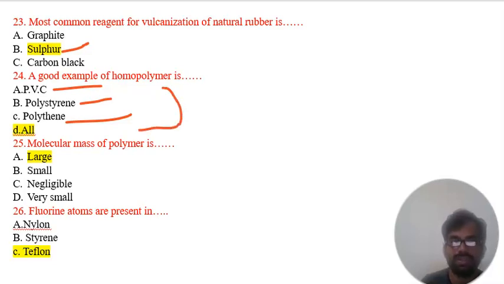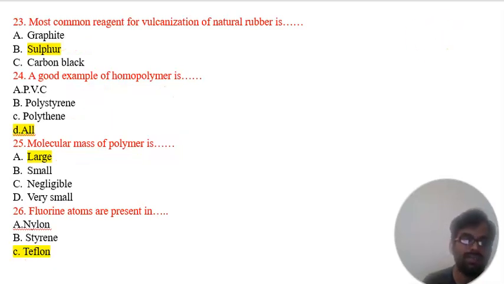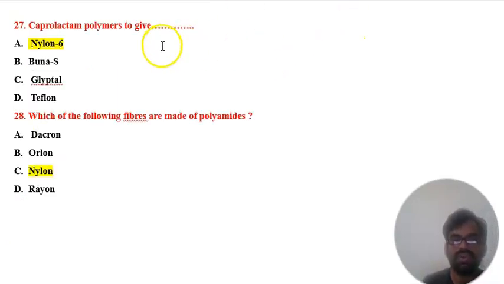So what is the 25th bit? The molecular mass of a polymer is large, small, negligible, or very small. Most polymers have a very large molecular weight and large mass. Now the 26th bit: fluorine atoms are present in dash. Nylon, styrene and Teflon are the options. So Teflon is the right answer for the 26th, so C is the right answer. Okay. Now the 27th bit: the monomer that gives the polymer nylon 6. So nylon 6 is the right answer.